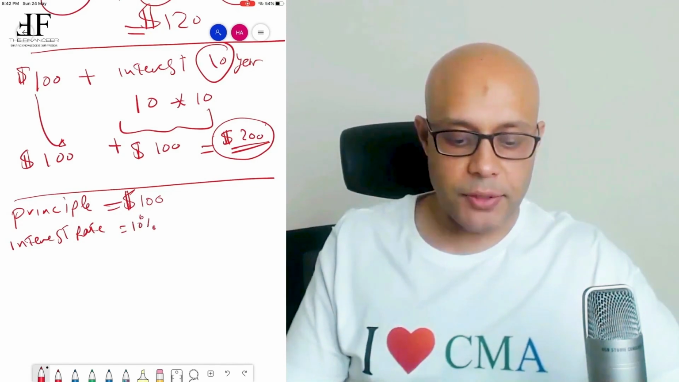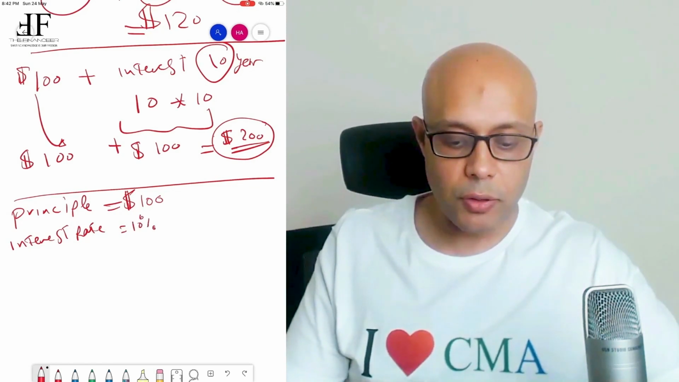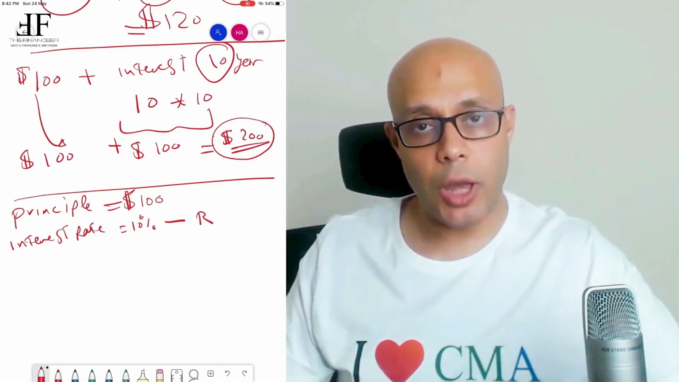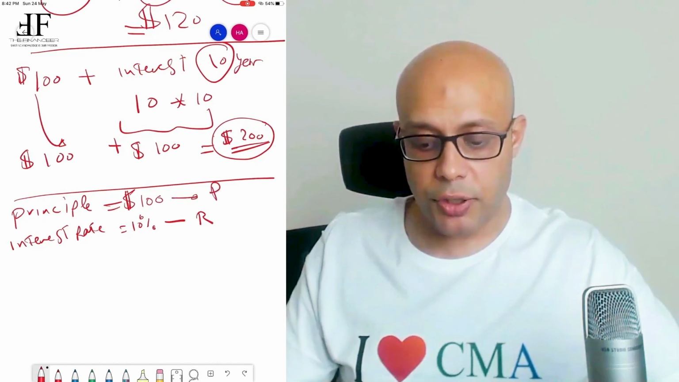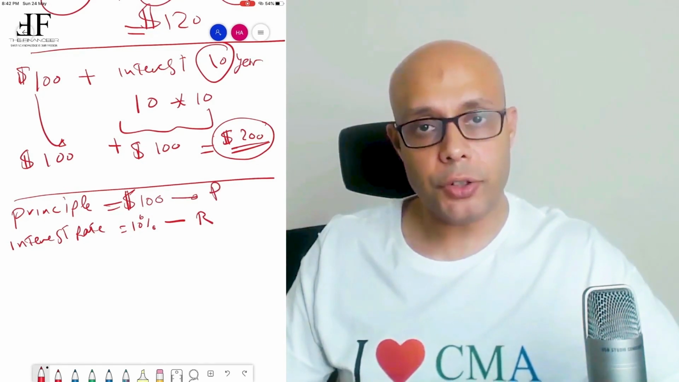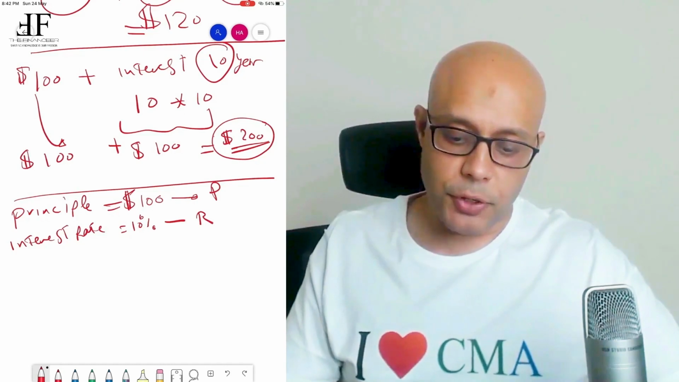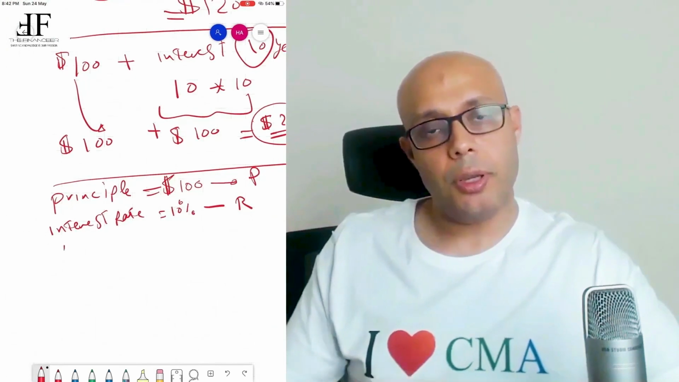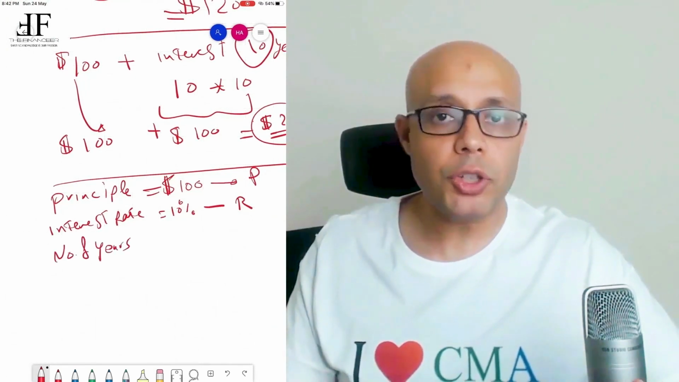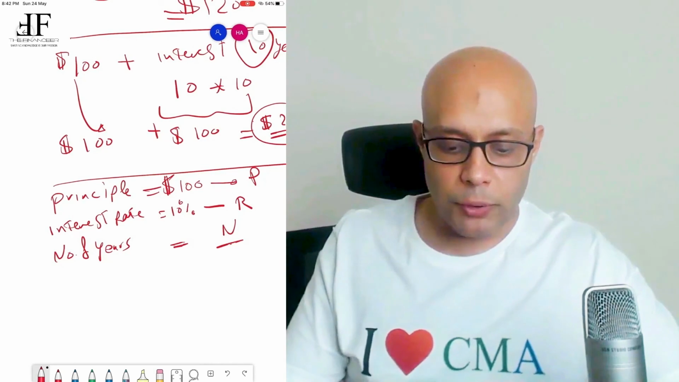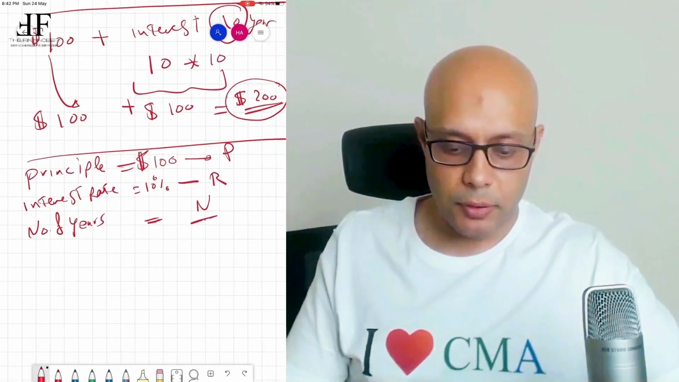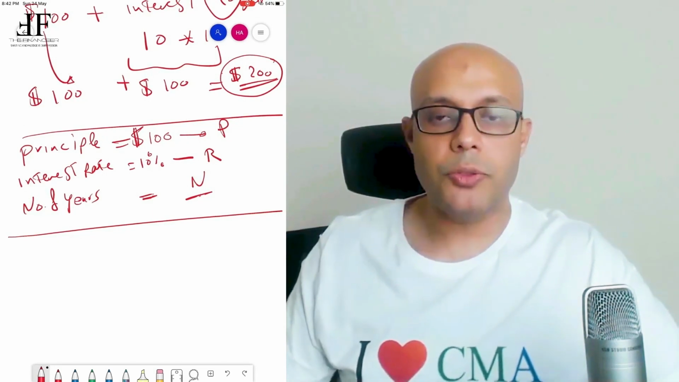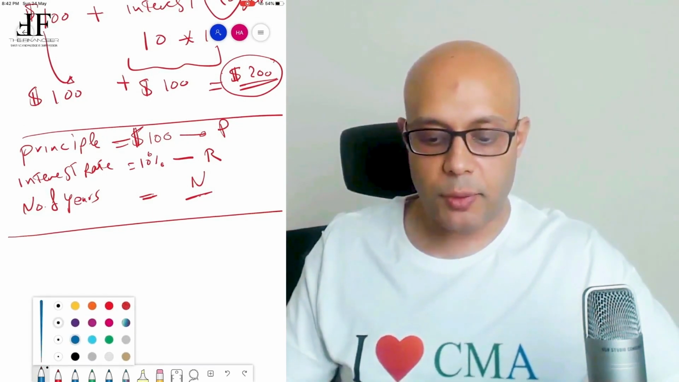And we explained also that we have something called the interest rate, which is the 10% the bank is giving us on our investment. I'm going to refer to this interest rate by R. This is the interest rate term. And for the principal, I'm going to refer to it as P. And for the number of years, whether you deposited your investment in your account for 1 year or 2 years or 10 years, I'm going to refer to it by N. So these are the three terms that we have just explained in our example.